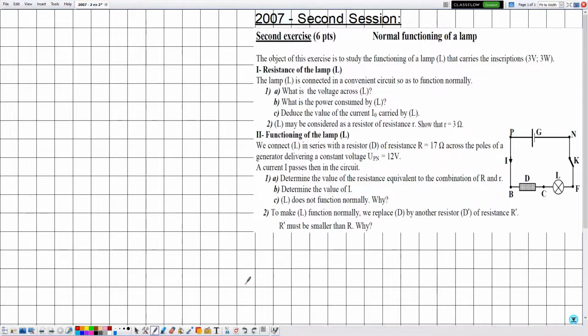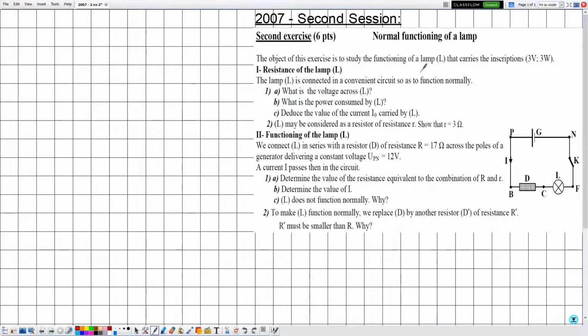Okay, hello everyone. In a new video, in this one we are going to solve an exercise related to electricity in the chapters of DC voltage, resistors, electric power and energy. This exercise was a previous one in the Brevet exams in 2007 second session, second exercise. The title of this exercise is Normal Functioning of a Lamp.